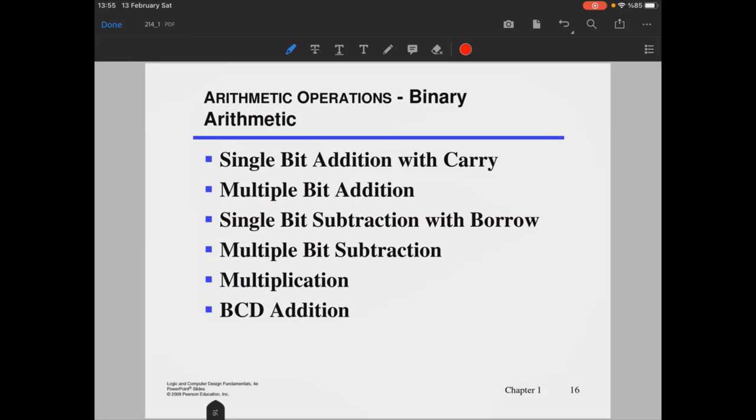Now, we will take a look at the arithmetic operations that can be done with binary arithmetic. What can we do with binary arithmetic? Single bit addition with carry, we will see this. Multiple bit addition, single bit subtraction with borrow, multiple bit subtraction, multiplication, and BCD or binary coded decimal addition. That's the idea.